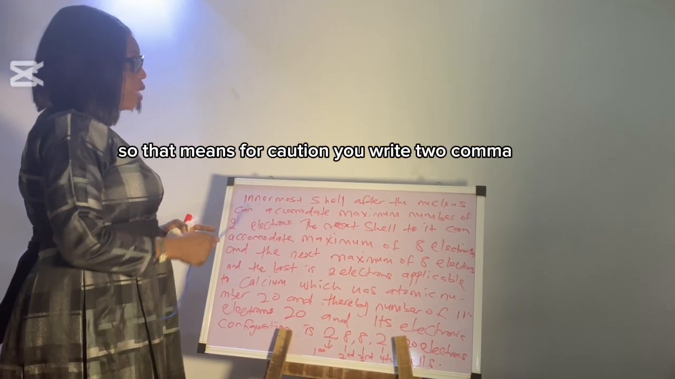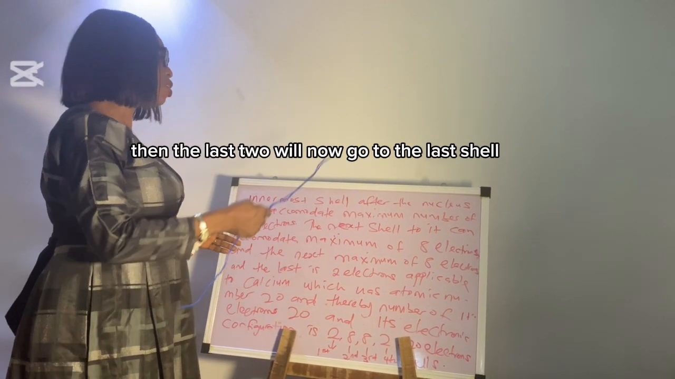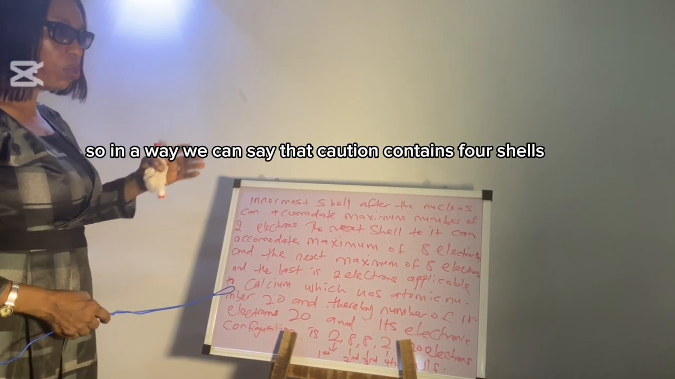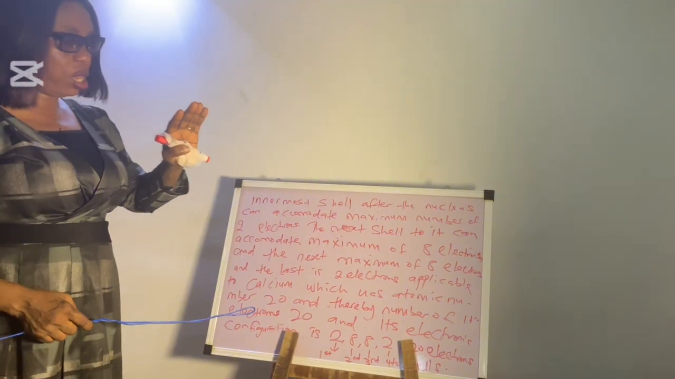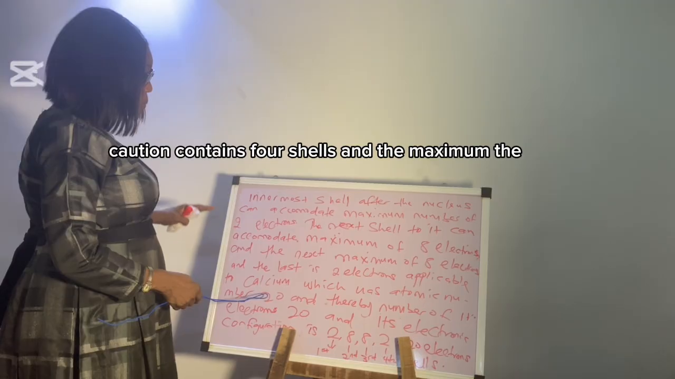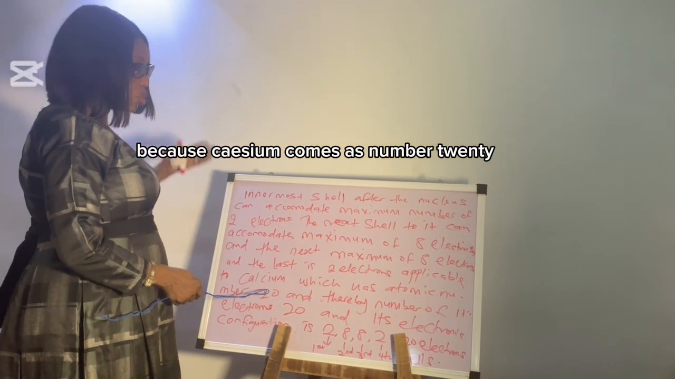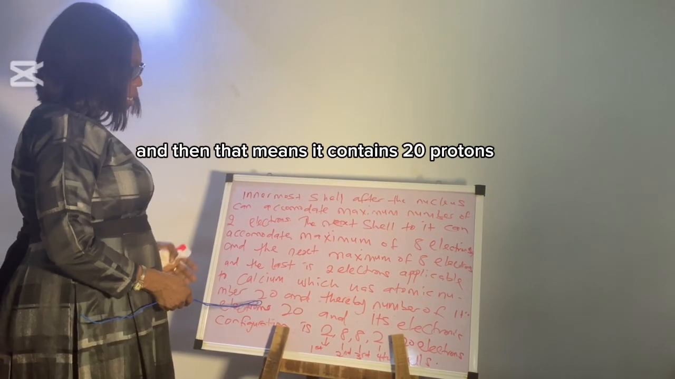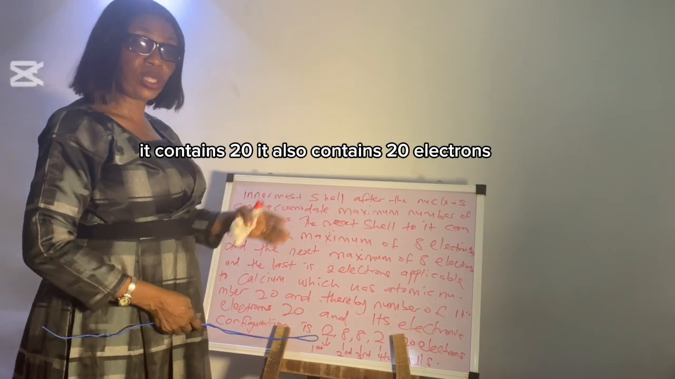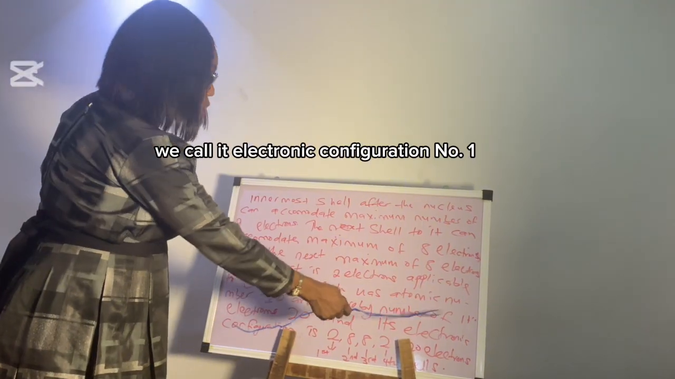So that means for calcium, we write 2, 8, which is 10, then another 8, which is 18, then the last 2 will now go to the last shell. So in a way, we can say that calcium contains 4 shells. The atomic number of calcium is 20, because calcium comes as number 20, and that means it contains 20 protons, and it also contains 20 electrons. Now these electrons are arranged like this. Look at it, we call it electronic configuration.